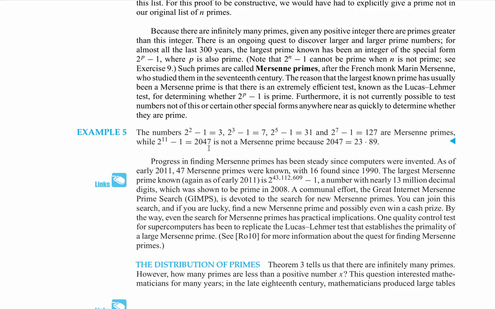Example 5 looks at some more Mersenne primes. So 2 to the power 2 minus 1, that's 3, that's a Mersenne prime. 2 to the power 3 minus 1 is another Mersenne prime. 2 to the 5 minus 1. 2 to the 7 minus 1 is 127. Yeah, you can check that's also prime.